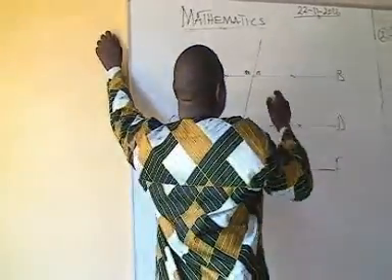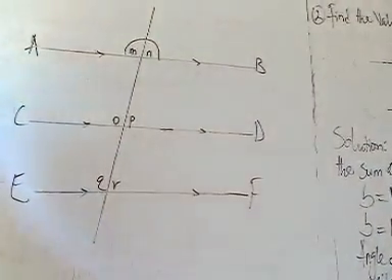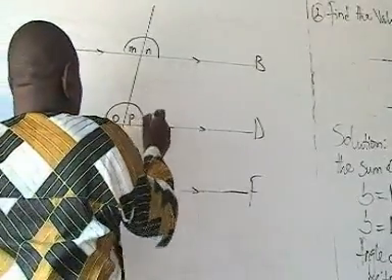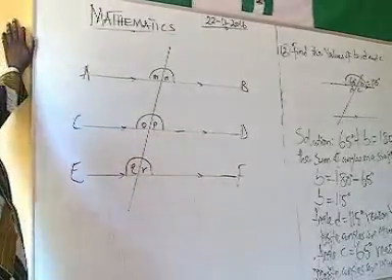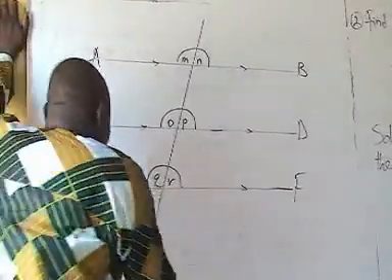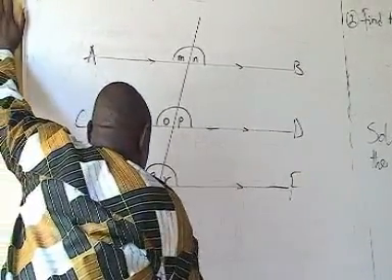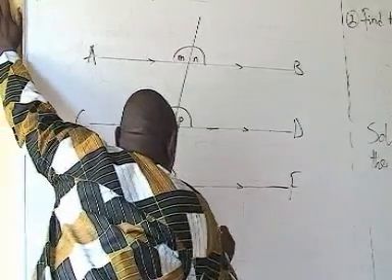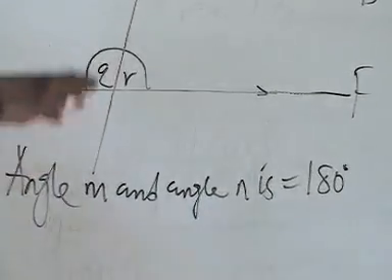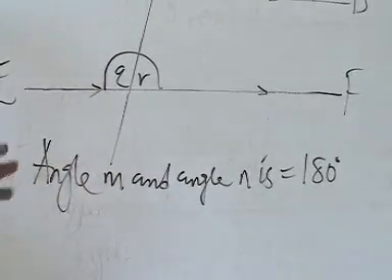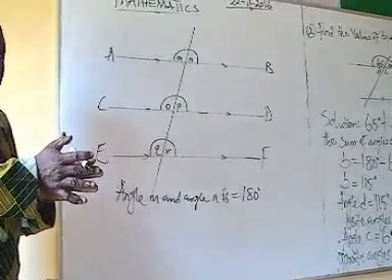Like now, from here to this place is 180. From here to this place is also 180. From here to this place is also 180. That is to say, angle M and angle N is equal to 180 degrees. These are pairs of angles.